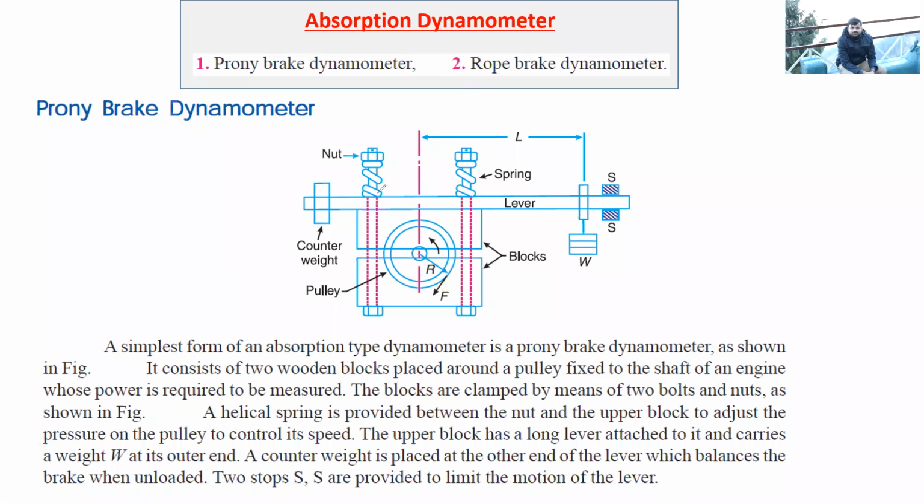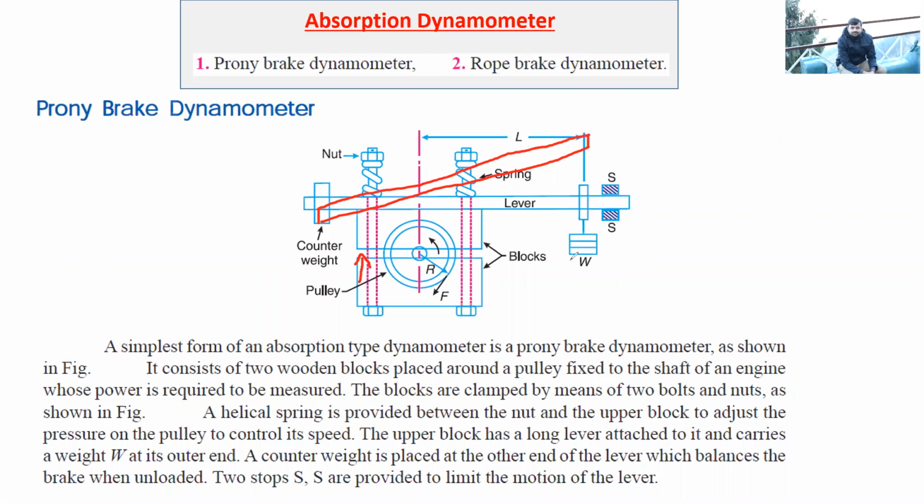So now what we are going to do is we'll start the engine and this pulley will be rotating freely between these blocks. Now gradually we will tighten these nuts. Now I'm telling the procedure: we'll start the engine, so this pulley will also rotate. Now we want to measure the torque, so we will start tightening these nuts. As we tighten these nuts, these blocks will start moving towards each other. And once they come in contact with this pulley, what will happen? Because of this friction, this lever will try to move something like this. All right, so the lever will try to move something like this.